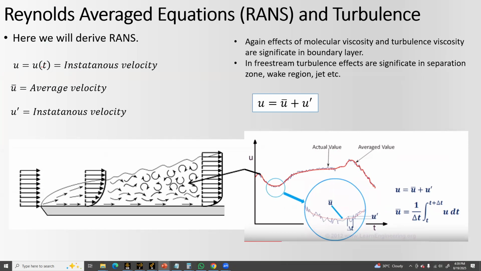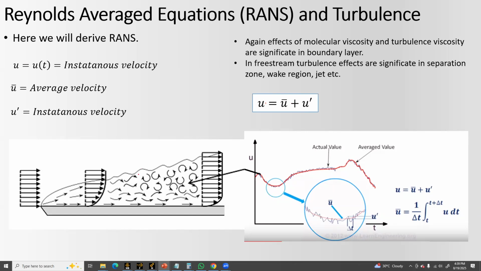So now we can divide the instantaneous velocity into two components, the u bar and the u dash. Okay, u bar and u dash. U bar is the average velocity or mean velocity, and the u dash is the fluctuating component of the velocity. Okay, so this u is equal to u bar plus u dash.